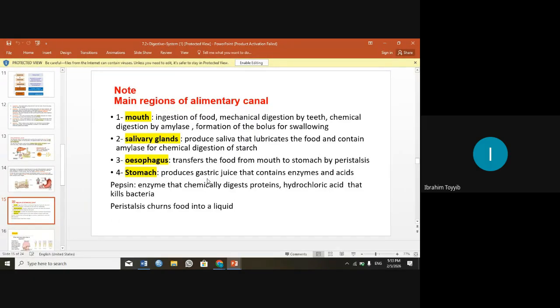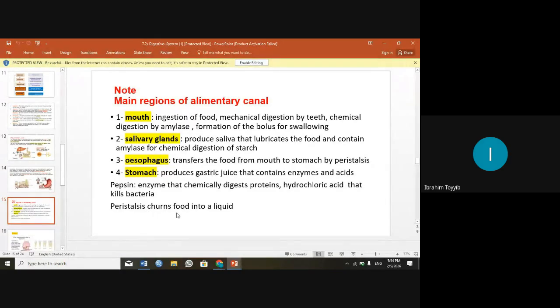So the stomach. In the mouth, there is ingestion of food, mechanical digestion by teeth, chemical digestion by amylase, and formation of bolus for swallowing. The salivary gland produces saliva to lubricate the food and contains amylase for chemical digestion of starch. The esophagus transfers the food from the mouth to the stomach by peristaltic movement, while the stomach produces gastric juice that contains enzymes and acids. Pepsin enzyme chemically digests protein, and hydrochloric acid kills bacteria.